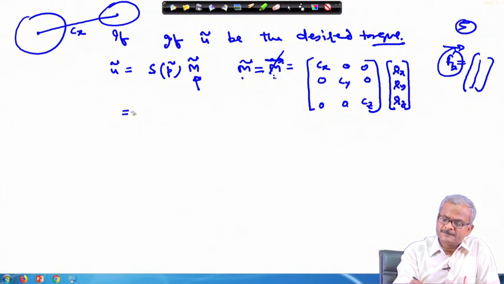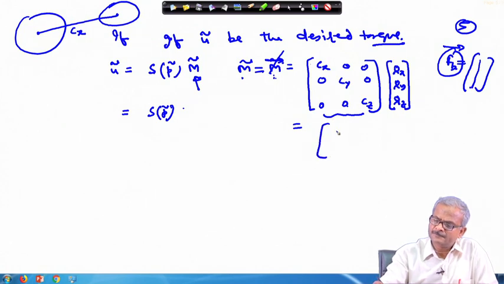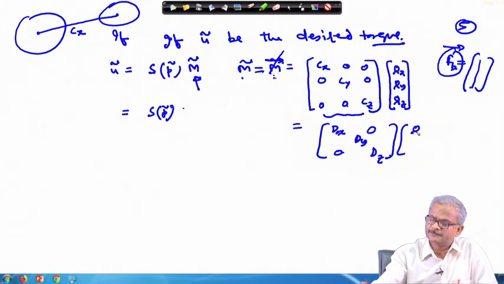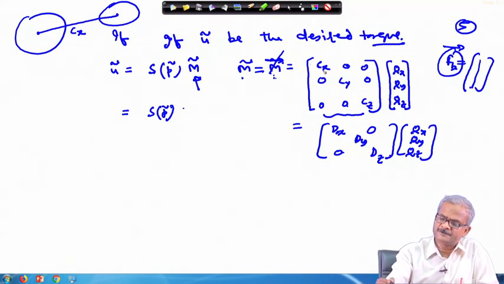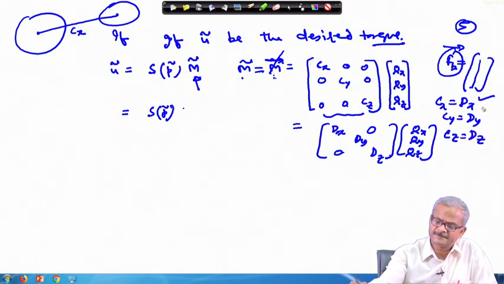Okay. So, this becomes S p tilde, this is a skew symmetric matrix, and you have here, it will be better to write this in the form of d x, d y and d z. Okay. On the left hand side, the off diagonal terms are 0, this is the way of writing. So, this is q x, q y and q z. So, capital D I am using for distance instead of c x. So, c x equal to d x, c y equal to d y, and c z equal to d z, so that it clearly indicates the distance.